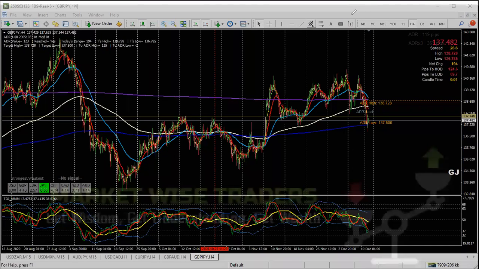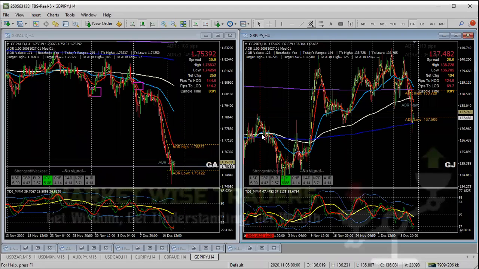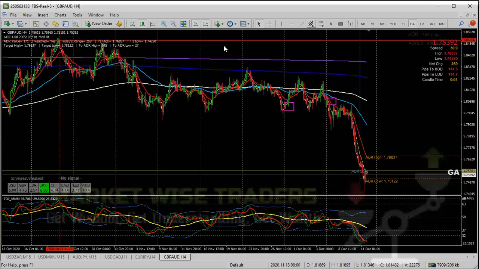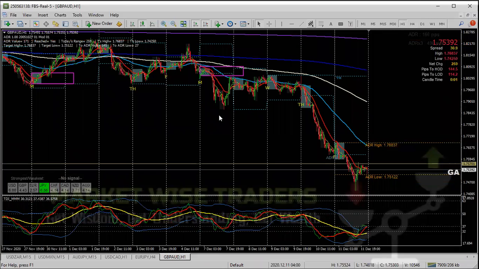So if you're not sure about that pair, don't just focus and say, I'm trading GA only, I'm looking only at GA. No, have a look at GJ, have a look at GU, see how the pound is doing with reference to those other pairs. Have a look at Aussie US, have a look at Aussie yen, see how the Aussie is doing against those other pairs. I hope this has given some insight and will help you in your trading, and we will see how these pairs play out.